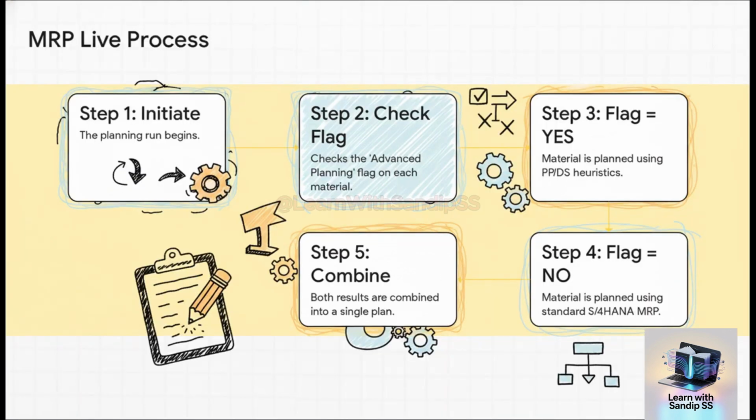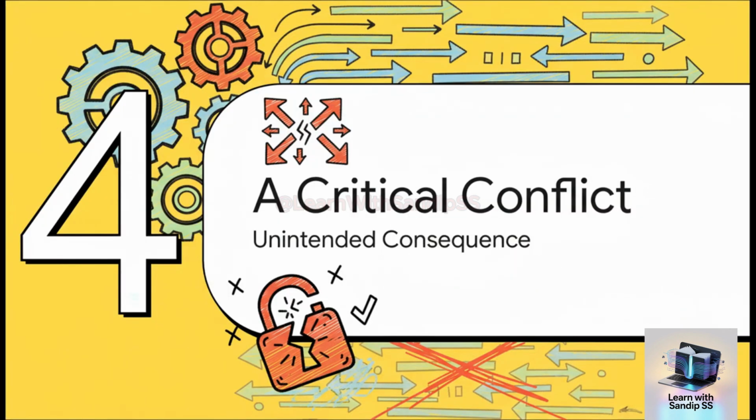And here's the breakdown of that process. It's actually pretty straightforward. As soon as the run kicks off, MRP Live looks at one simple thing for every material. Is the advanced planning flag checked? If the box is ticked, it knows, aha, this one's special, and it sends it over to the PP/DS engine for that detailed scheduling. If it's not checked, it just gets planned with the standard super fast MRP engine. At the end, everything gets stitched together into one plan. Seems simple and elegant, right? Well, this is where our story takes a sharp turn, because that simple, elegant solution has a very serious unintended consequence that can literally destroy hours of a planner's careful work.